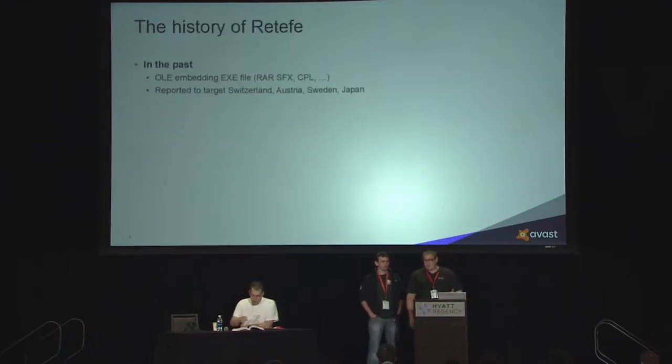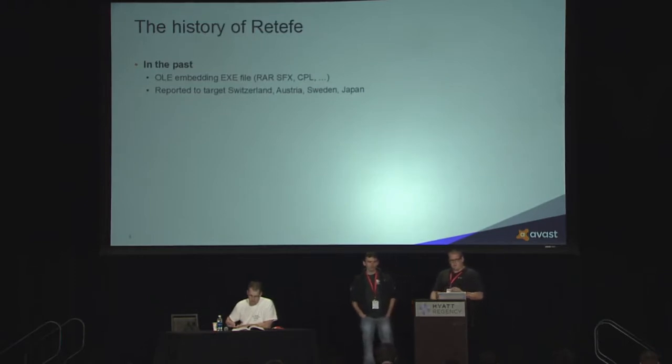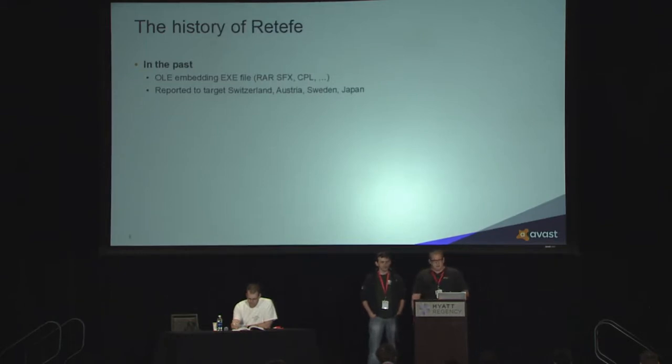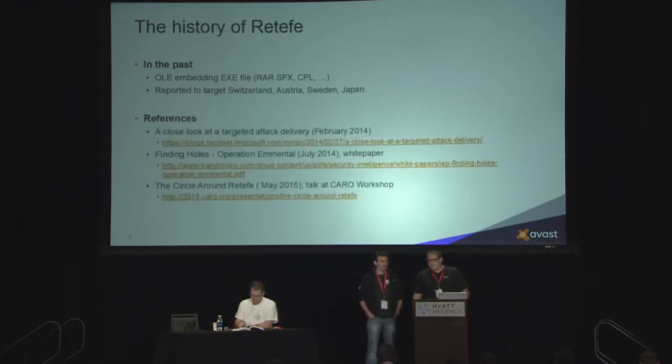So let's start with the history of the RedFA banker. In the past, it used to be an OLE file embedding an executable file, RAR SFX, malicious CPL, etc. The reported countries targeted by the malware were Switzerland, Austria, Sweden, and Japan. The first mention of RedFA was in February 2014 on the Microsoft blog. Then the first white paper was published on the Trend Micro blog. And the first talk about RedFA, called The Circle Around RedFA, was given by Peter Kruse at the CARO workshop in 2015.